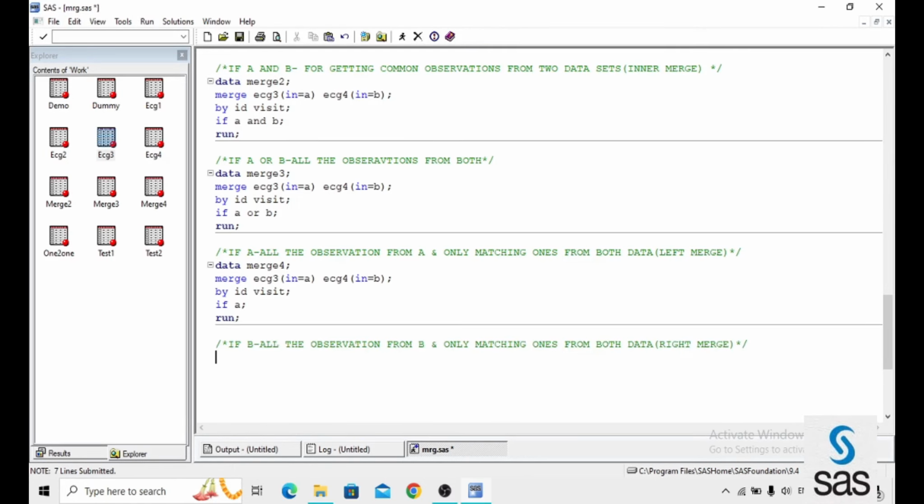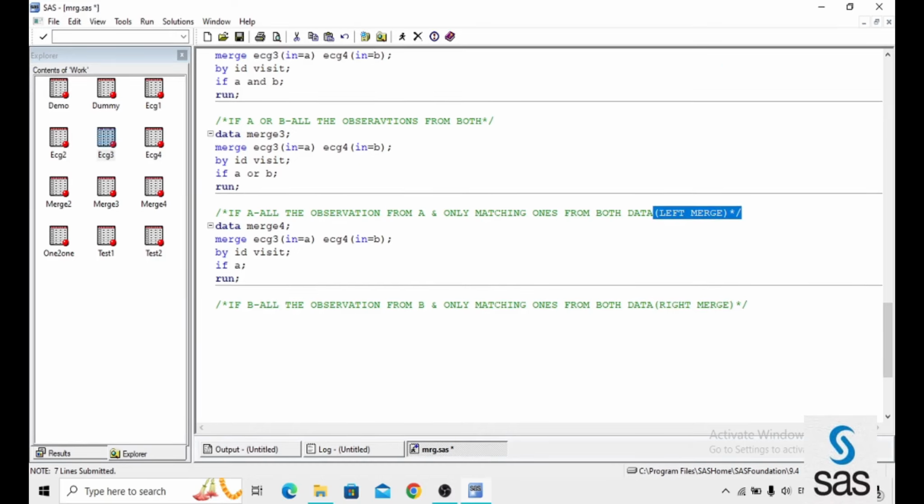And the next one, if B. Just like if A, all the observations from B and only matching ones from A. Keep in mind, what is that if B? All the observations from B and only matching observations from A. Okay, and if B we call a right merge. And we are going with the code. I named the data set merge 5 and the remaining is a merge. By is the same, that's why I am not sorting again. And here if B, and run.